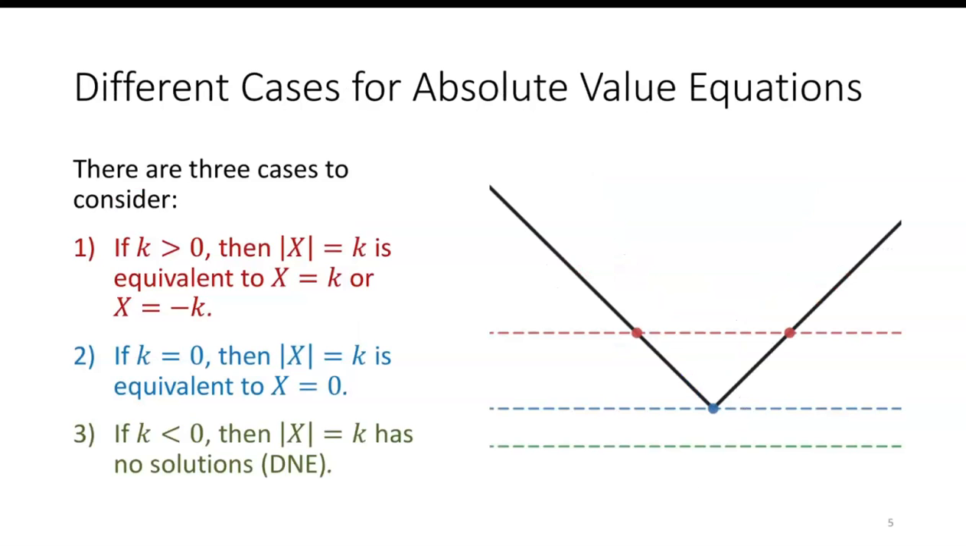There are three cases to consider. So when you're dealing with the absolute value of x equal to k, if k is positive, then the absolute value of x equal to k is going to have two answers. Either x is k or x is negative k. If k is 0, well, the absolute value of x equal to 0 only occurs if x is equal to 0. And if k is negative, then the absolute value of x equal to a negative number has no solution, because the absolute value is always positive and can never equal a negative.